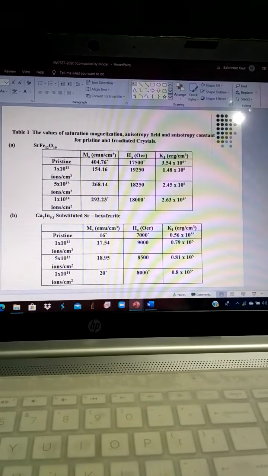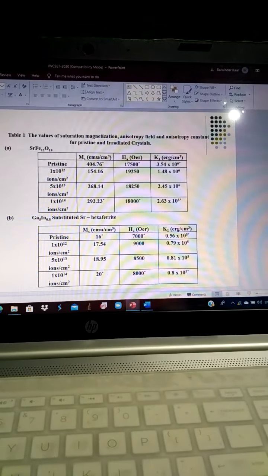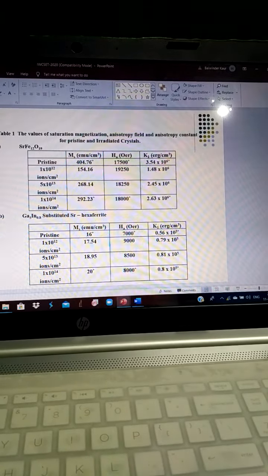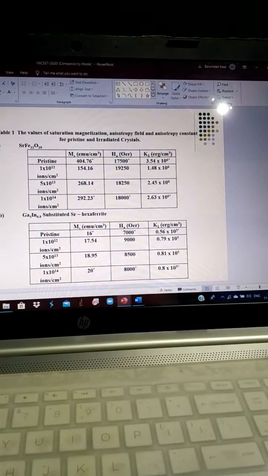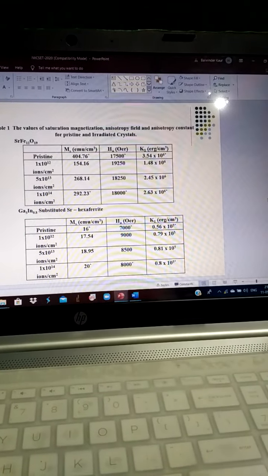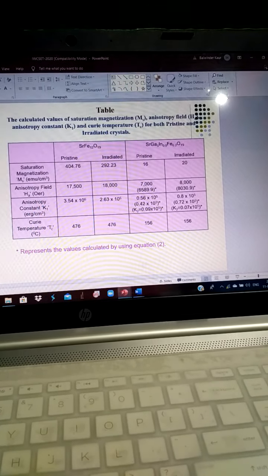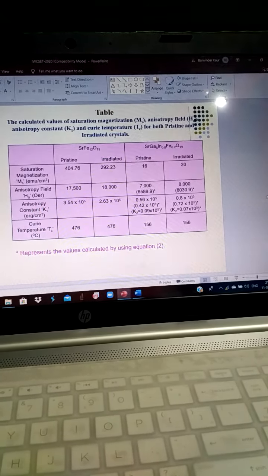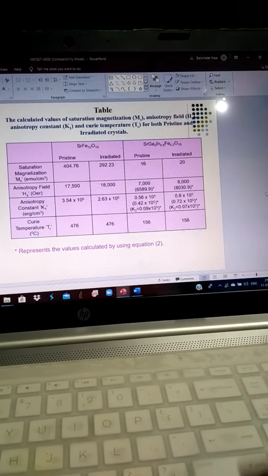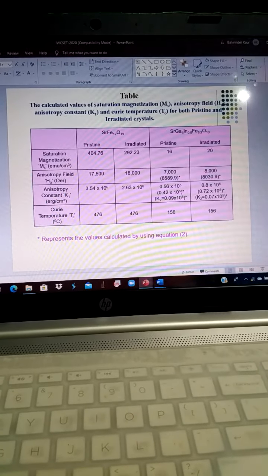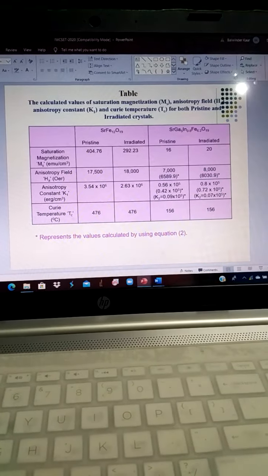And these are the values of HA, which gives the value of anisotropy field, and K1 gives the value of the first anisotropy constant. The anisotropy field in pure strontium hexaferrite increases with irradiation, but with fluence value it decreases, and this gives the effect of irradiation again in both the compositions, the pure one and the first substituted composition. We can see that the value of Curie temperature remains the same in both compositions, that it remains 476 in pure strontium hexaferrite in the pristine sample as well as in the irradiated one.